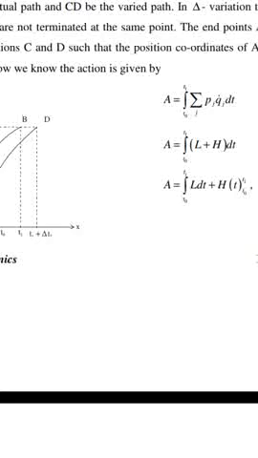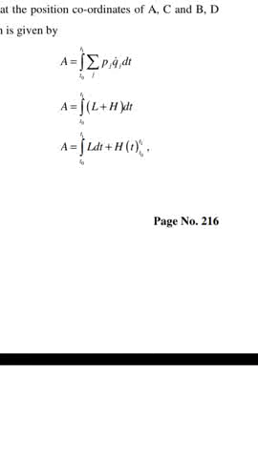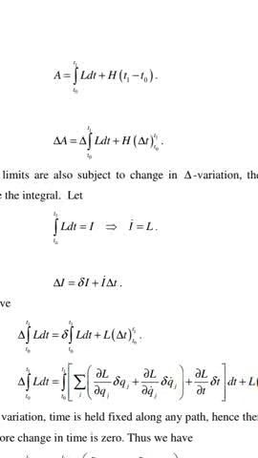summation of pj qj dot dt. A is equal to integral from t0 to t1 of L plus L dt. A is equal to integral from t0 to t1 L dt plus H t0 to t1. A is equal to integral from t0 to t1 L dt plus H (t1 minus t0). Del A is equal to del of integral from t0 to t1 L dt plus H del t0 to t1.